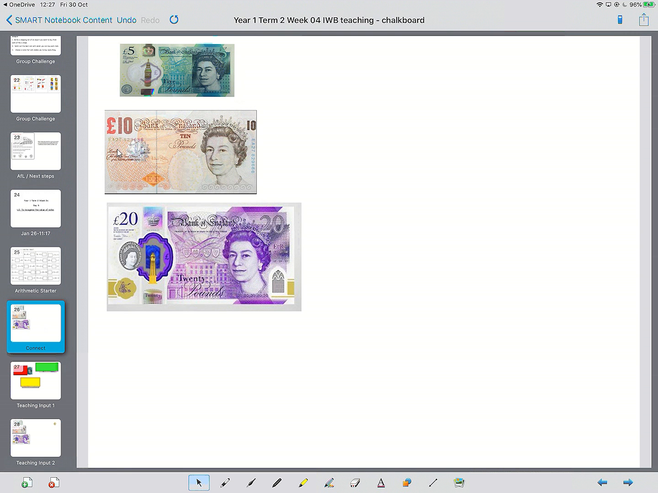Then this next one, it's the first of the polymer notes. And this is worth 2 of these. It's worth £10 and there's a 10 here to emphasize it. And it's an orangey brown colour.